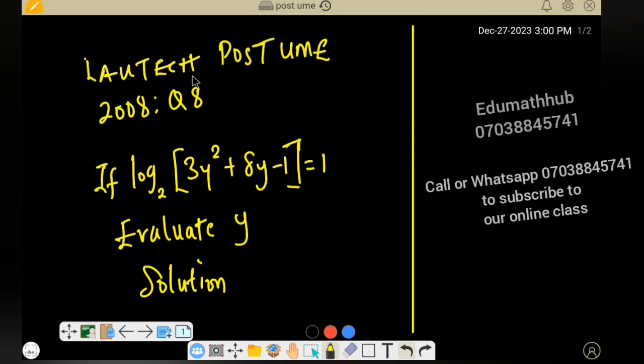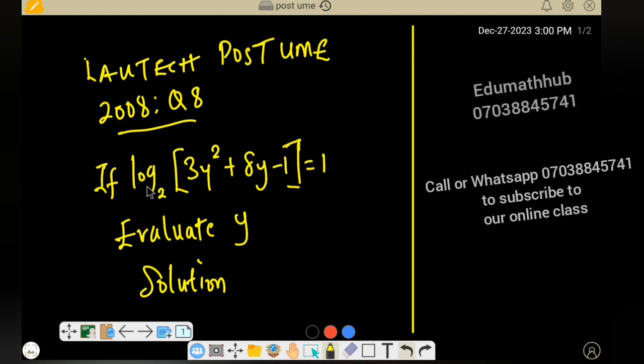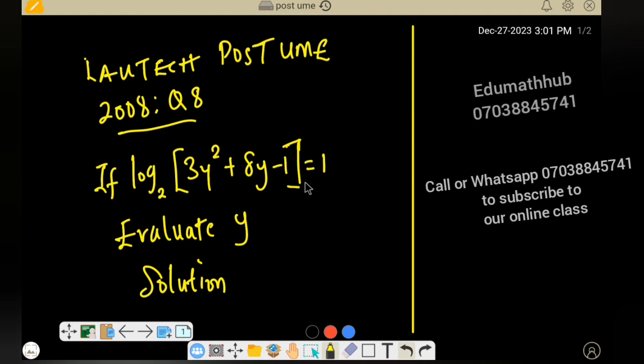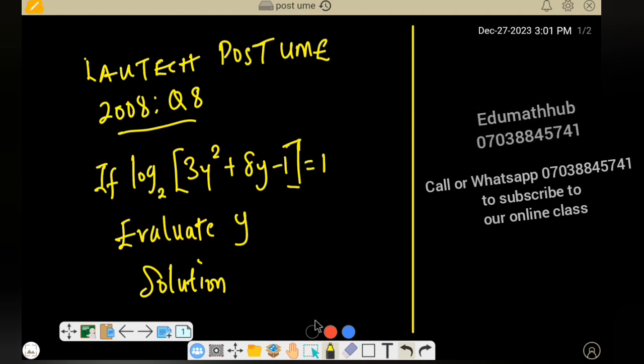So we have another question here from LAUTECH UTME. It's a question from 2008. Okay, question 8. We are told that if log to base 2 of 3y squared plus 8y minus 1 is equal to 1, evaluate y.